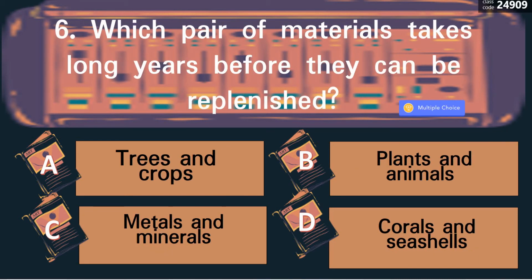Which pair of materials takes long years before they can be replenished? Is it A, trees and crops? B, plants and animals? C, metals and minerals? Or D, corals and seashells? Indeed, it is corals and seashells. It's letter D.